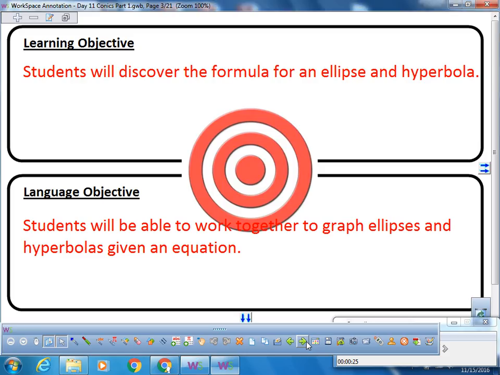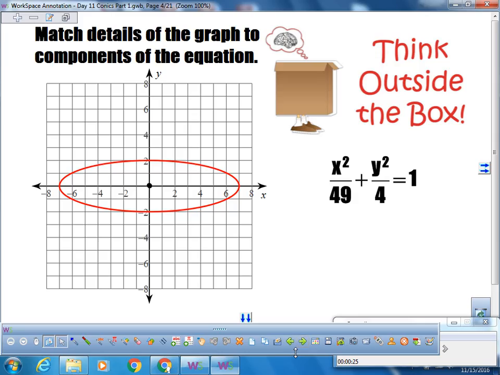Okay. So students will discover the formula for an ellipse and hyperbola, and I already kind of gave it away yesterday. Okay, so talk with your table groups. What pieces of information in that equation match to that graph and why? Go.